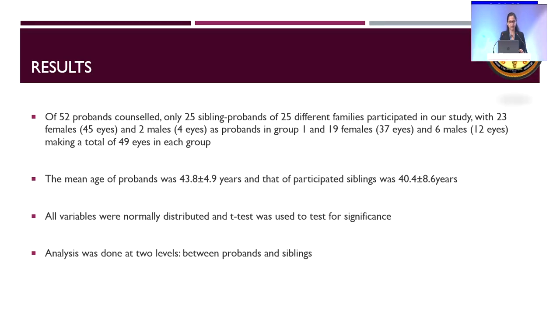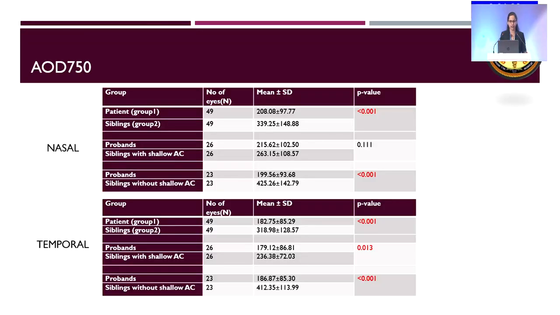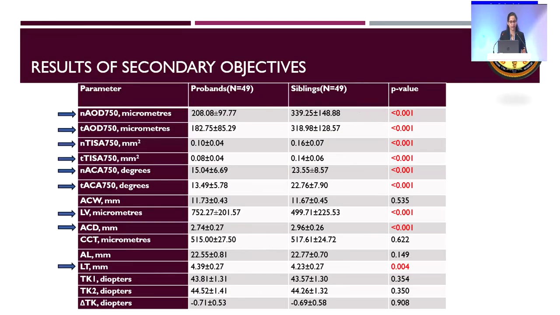So in the results, the participants were 84% females, and there was no statistically significant difference in the age of the participants, and all the variables were normally distributed, and as I said, t-test was used. So here is the nasal AOD 750 and temporal AOD 750. It showed significant statistical difference between the patient and the sibling groups. There were 9 other variables which showed statistically significant difference between the probands and the siblings.